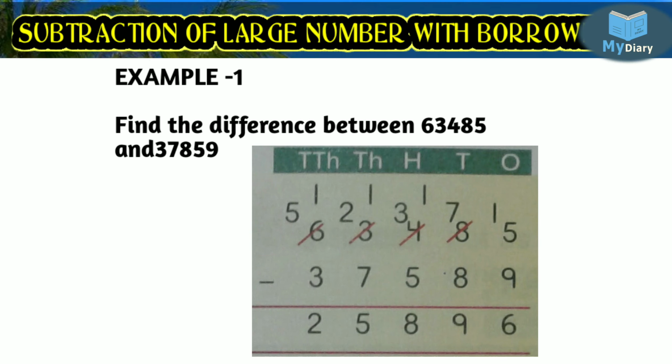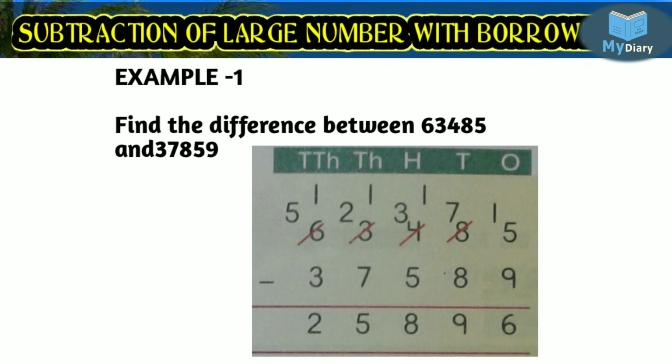Subtract thousands. But 7000 cannot be subtracted from 2000. We borrow 1 ten thousand from 6 ten thousands. Now we have 5 ten thousands and 12 thousands in the minuend, and 12 minus 7 is equal to 5. We write 5 under the thousands column.